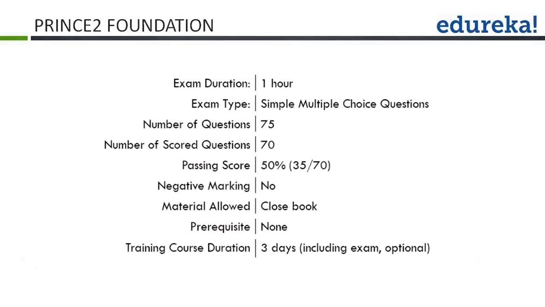First of all, there is the foundation exam. The duration of the foundation exam is 1 hour. It's a multiple choice question exam. The number of questions is 75. Out of these 75 questions, 5 questions are dummy. Their weightage is not counted, and you will not come to know which these questions are. So you have to score out of 70. The passing score is 35 out of 70. There is no negative marking.